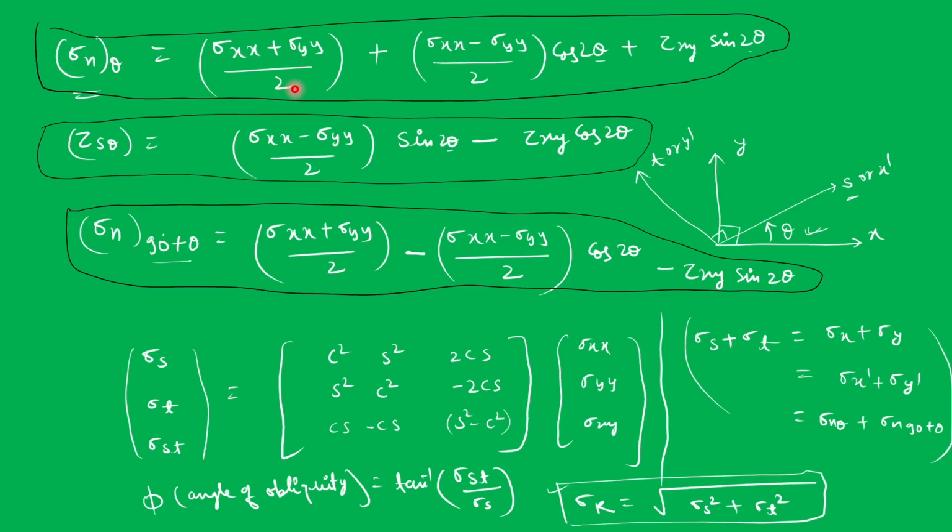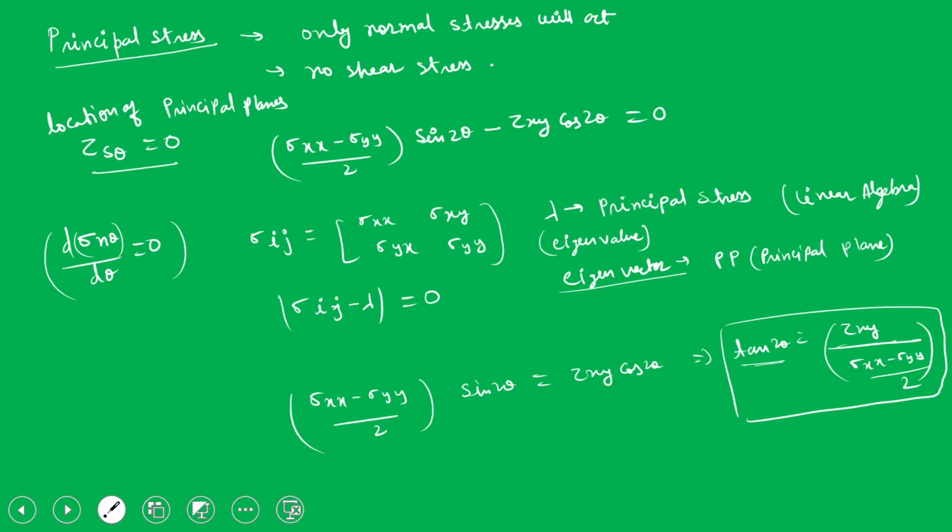Sigma n theta is sigma x plus sigma y by 2, plus sigma x minus sigma y by 2 cos 2 theta, plus tau xy sin 2 theta. Then we have tau s theta, that is sigma x minus sigma y by 2 sin 2 theta minus tau xy cos 2 theta. And then sigma n at 90 plus theta, so replace theta by 90 plus theta and we will get that. And then here sigma n theta plus sigma n at 90 plus theta is equal to sigma x plus sigma y, or this is equal to sigma x dash plus sigma y dash.